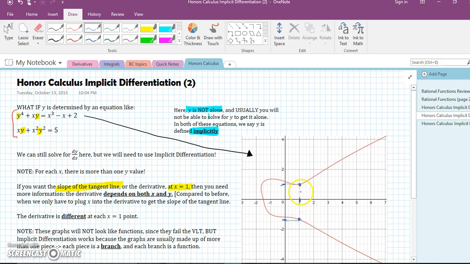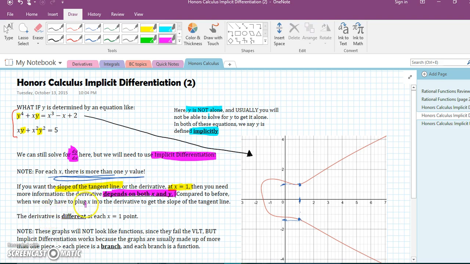So you have to plug in not just an x, but an x and a y, because for each x there is more than one y value. And we are still going to be able to find dy/dx for all of these, but we're going to have to use this method called implicit differentiation. And remember, differentiation just means derivative. So the derivative doesn't just depend on x, it depends on x and y.